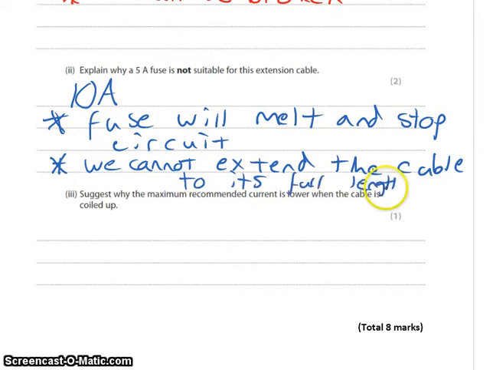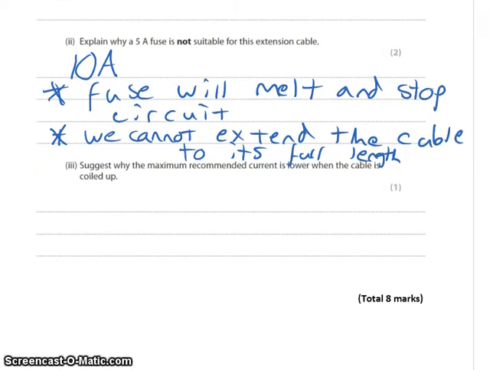It's okay for it to work when it's barely extended at all, but once you pull it out to its full length, we'll get 10 amps and the fuse will blow. It then says, suggest why the maximum recommended current is lower when the cable is coiled up. Well, it's not going to make any difference to the resistance of the coil, okay, whether it's coiled up or whether it's fully extended. The current is still going to flow through the entire length of the cable.